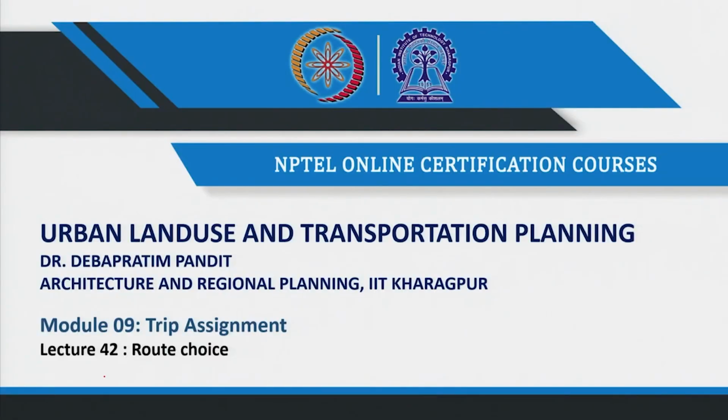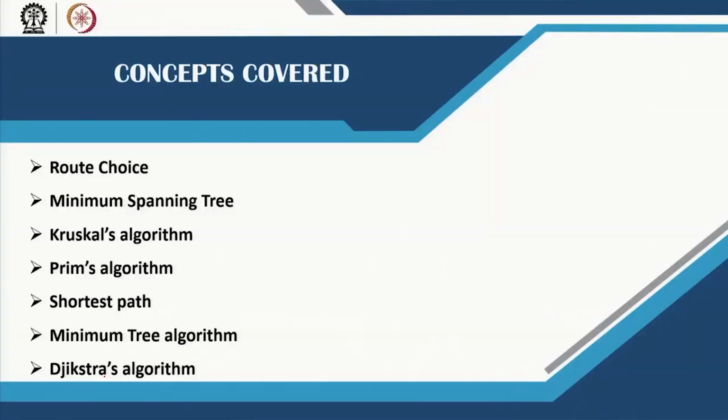Welcome back. In lecture 42, we will talk about route choice. So, the different concepts that we will cover in this particular lecture will be route choice in the context of trip assignment, then minimum spanning tree, which we will solve using Kruskal's algorithm and Prim's algorithm, and then we will look into the shortest path methods, and within that we will use two algorithms which are the minimum tree algorithm and Dijkstra's algorithm. So, this is what we will cover in this particular lecture.